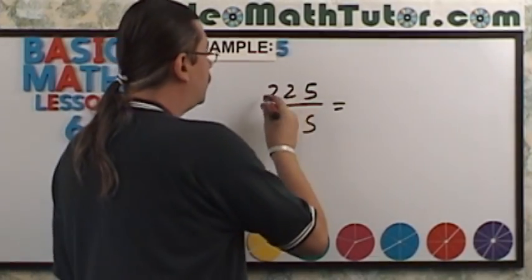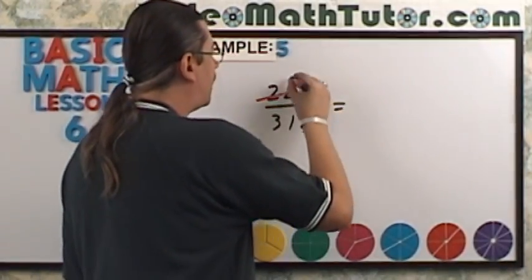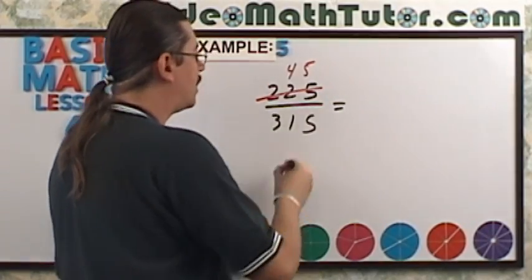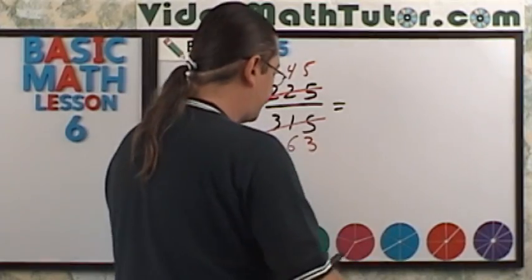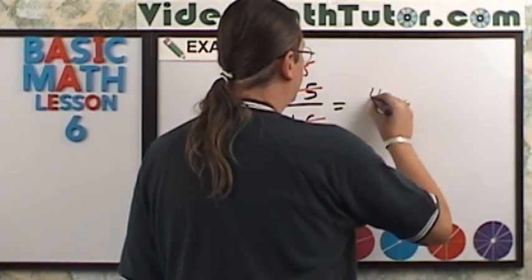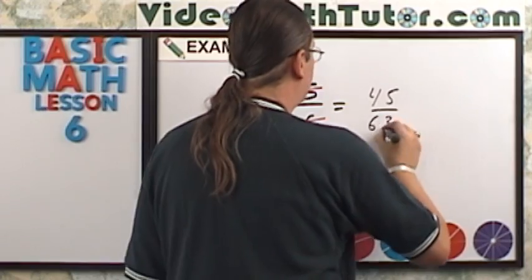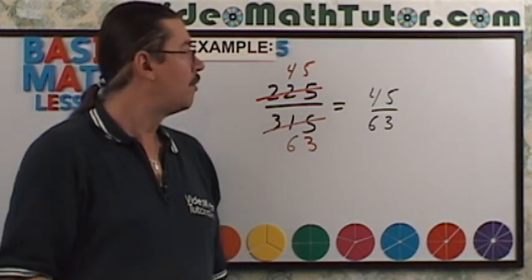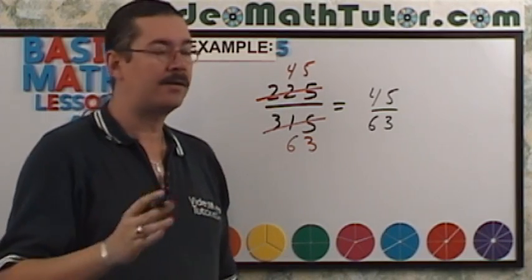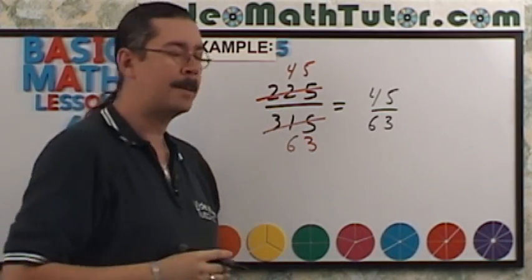So 225, I divide that by 5, I'm going to get 45 as an answer. 315, divide that by 5, I'm going to get 63. So let's say that's what I'm left with. So 45/63. Is that as far as we can go? Well, take more time to think about it. 45/63.